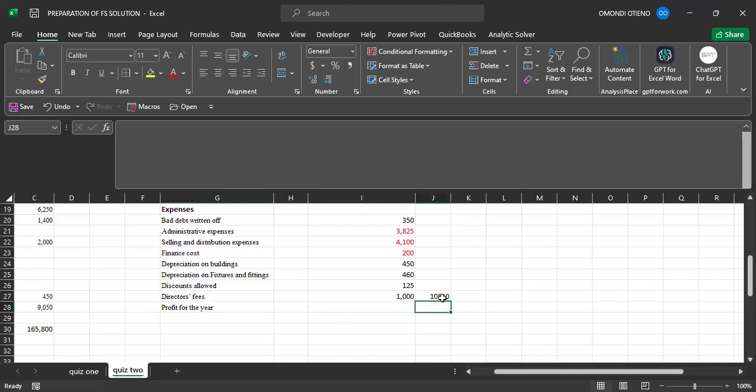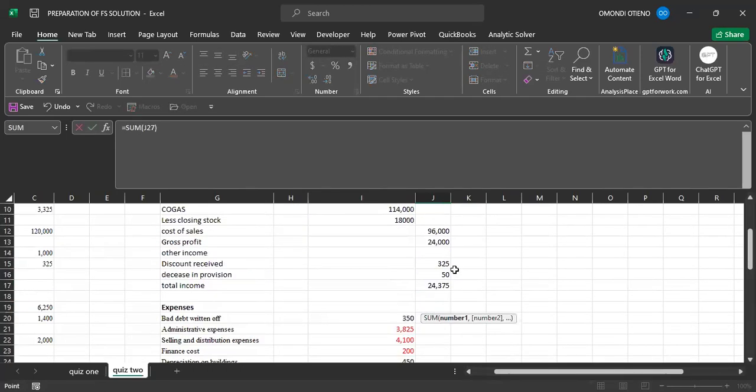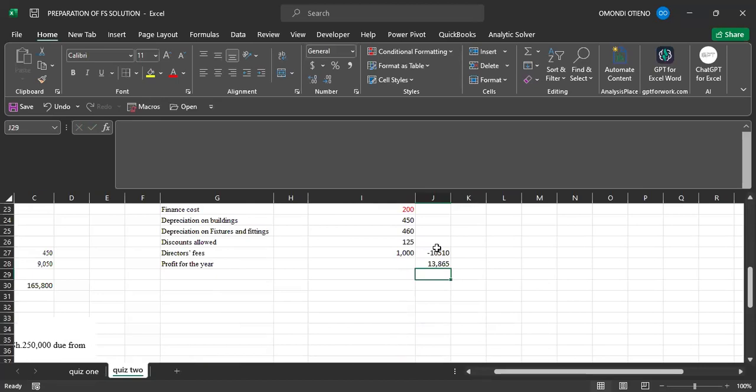Good. So let's have our profit for the year. We can put this as a negative if you decide. Then you now give us the profit for the year. This is what we have. So are we all getting 13,865? Confirm before we get to the next step.